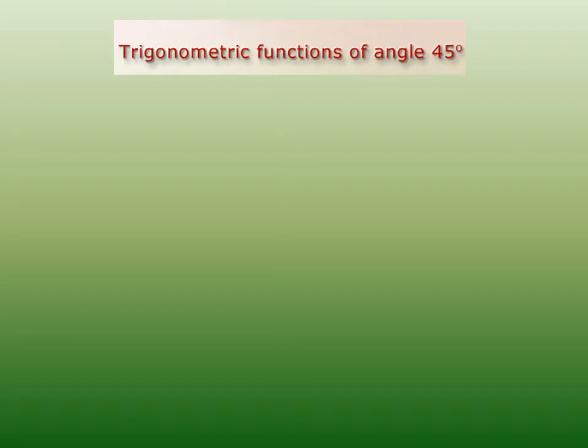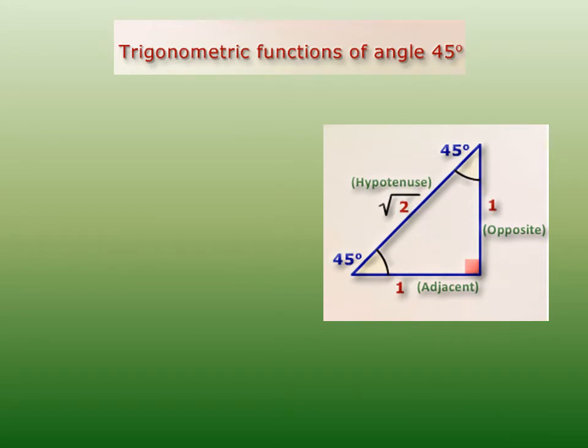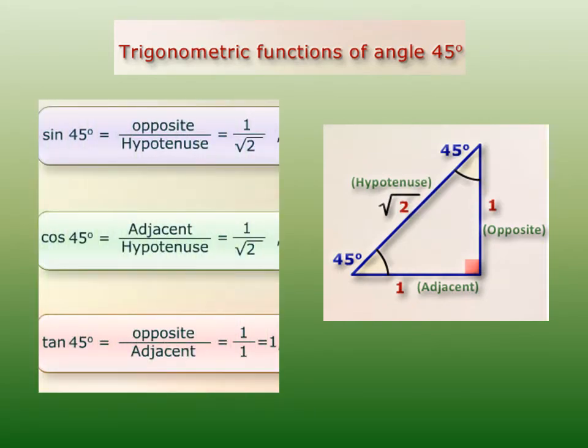Trigonometric functions of angle 45 degrees. Sine 45 equals opposite over hypotenuse equals 1 over square root 2 or square root 2 over 2. Cosine 45 degrees equals adjacent over hypotenuse equals 1 over square root 2 or root 2 over 2. And tan 45 degrees equals opposite over adjacent equals 1 over 1 equals 1.